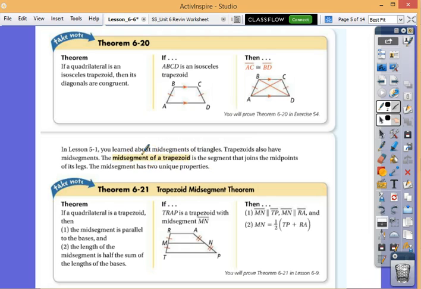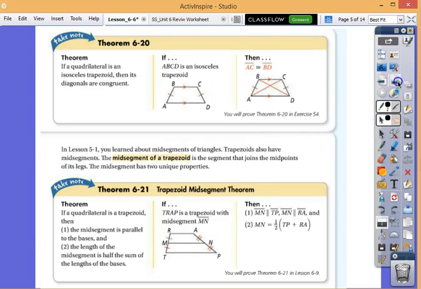The other thing is that trapezoids have midsegments. Do you remember when we had triangles that had midsegments? And the midsegment of a triangle was half of its base. Well, here, the midsegment of a trapezoid is half the sum of its two bases. So if you know that you're connecting the midpoints of the legs, you've got a midsegment. Not the midpoint of the two bases, but the midpoint of the two legs.